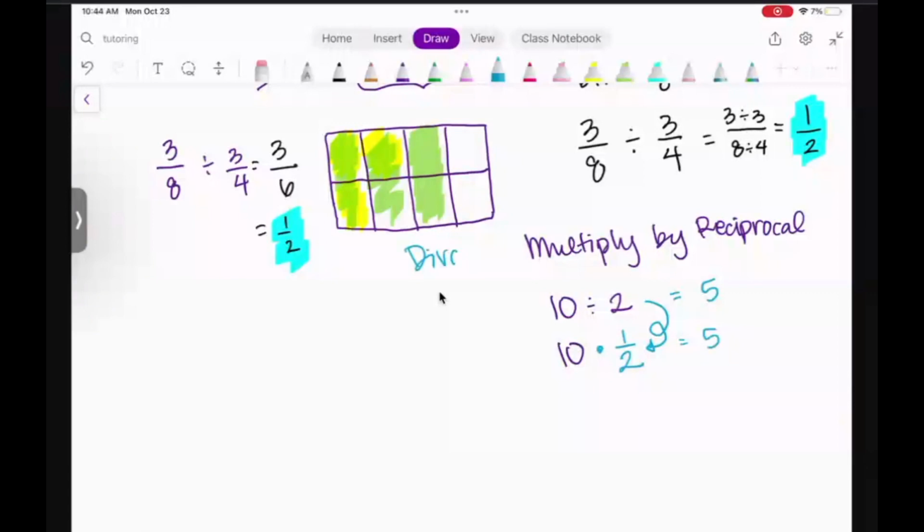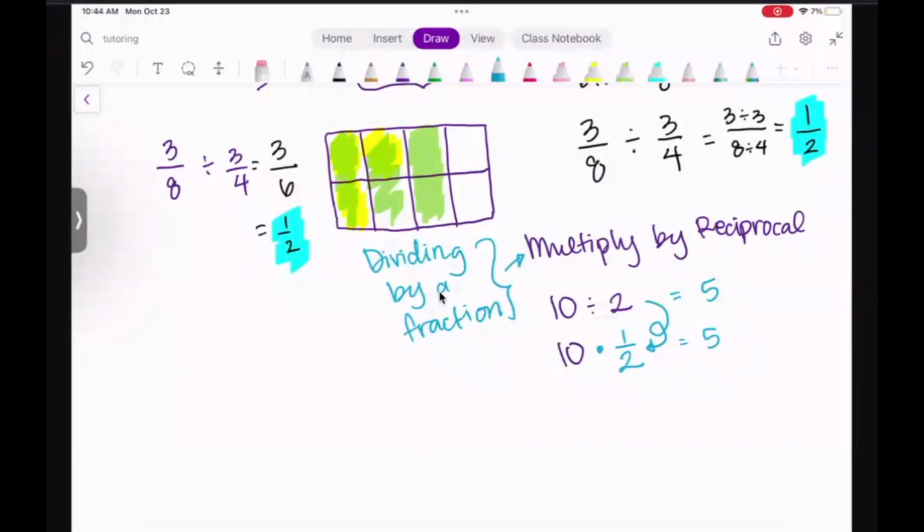So dividing by a fraction is the same as multiplying by the reciprocal. Okay.